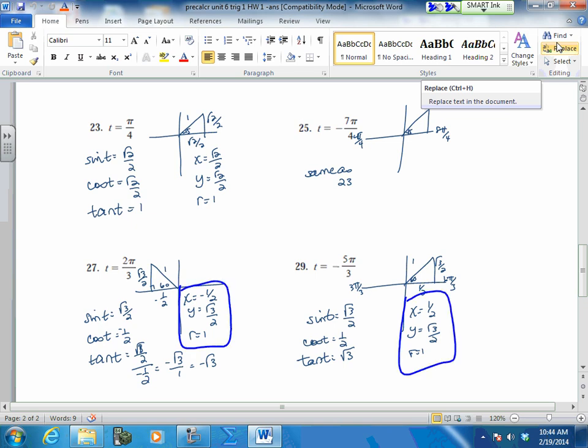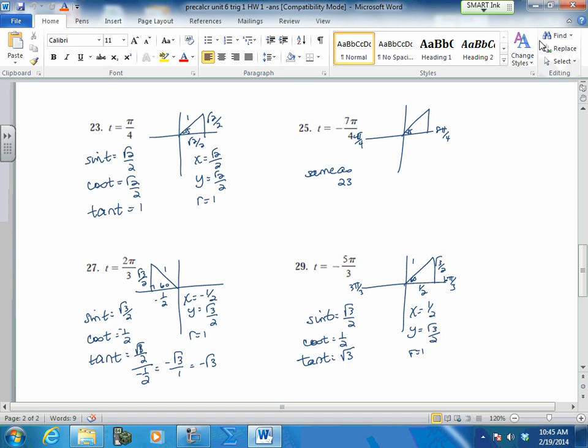I find this the easiest way. I never have to go back and think who's positive, who's negative. This one was the same as this one because it puts you back here. You're back to quadrant 1. Remember, your negatives start at your positive x, but they rotate clockwise. Okay? Questions? Alright, is that it on this one?